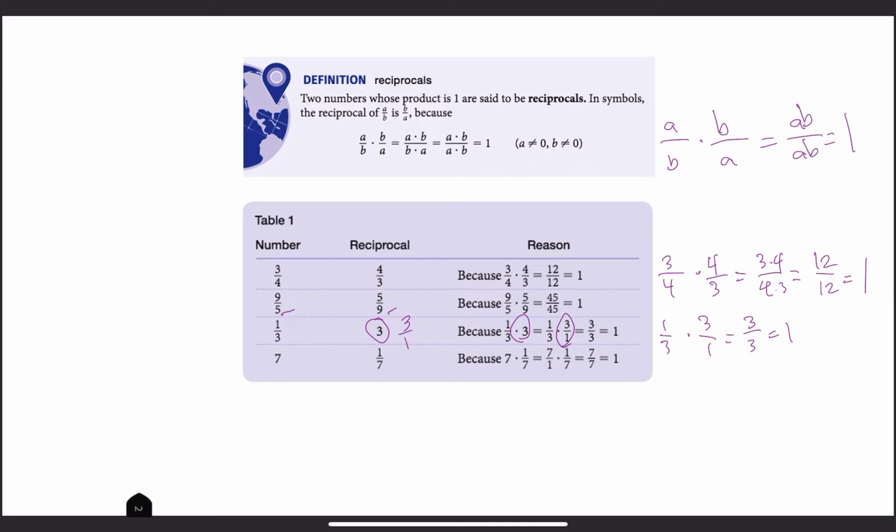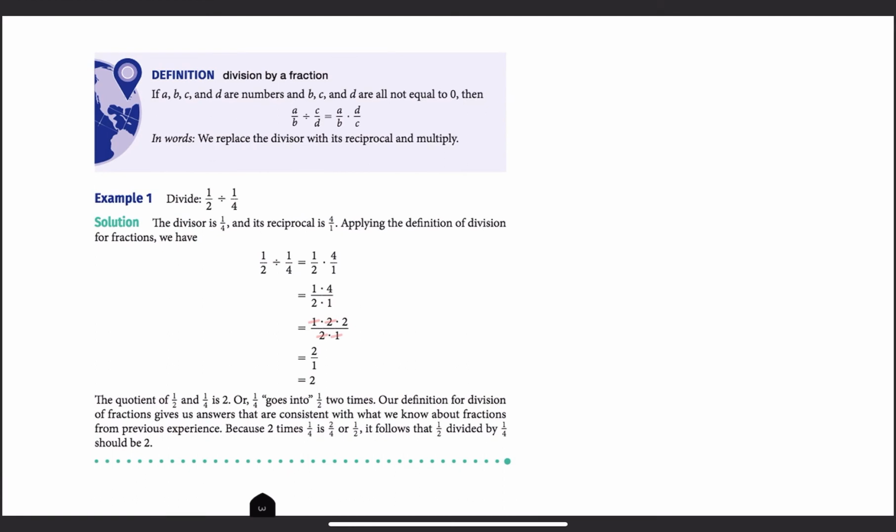So then, what if you want to reciprocate 7? What's the reciprocal of 7? Well, first, in your mind, put 7 over 1, then reciprocate. Invert it, flip it. All right, 7 times 1 is 7, 1 times 7 is 7, 7 divided by 7 is 1. So they are reciprocals. So that's what a reciprocal is. And that's going to come in pretty handy for us.